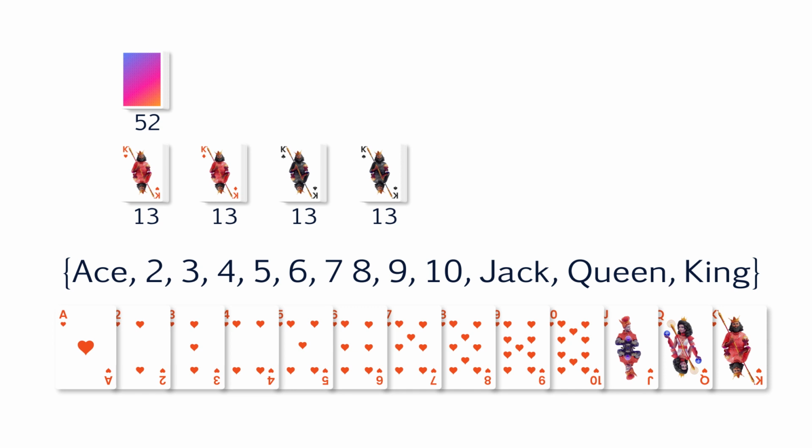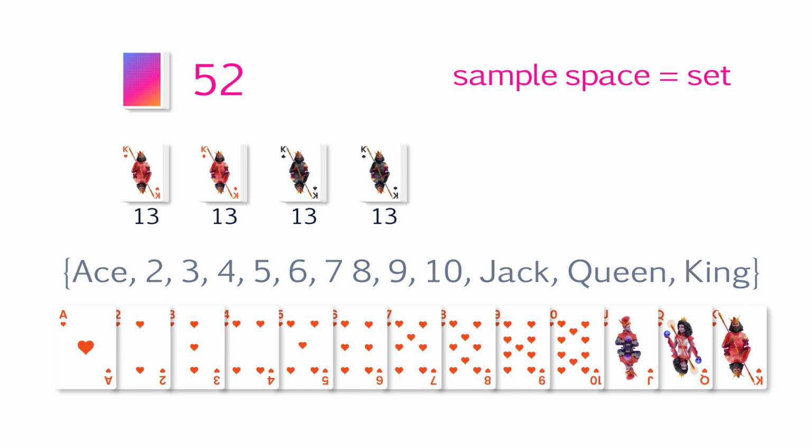Now, let's say you want to do an experiment involving a deck of cards like this. So, the sample space is all 52 cards in the deck. Each individual card represents an outcome in an experiment where 1 or more cards are drawn. In other words, each card is an element in the overall set of 52 cards.